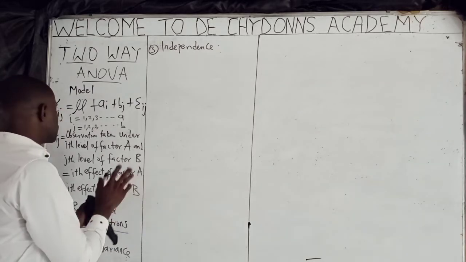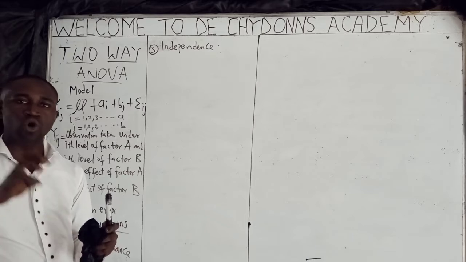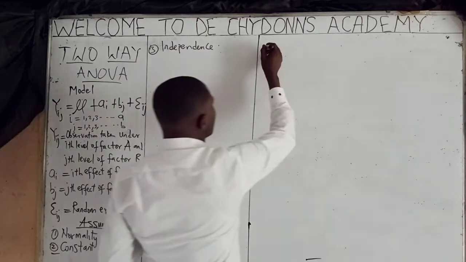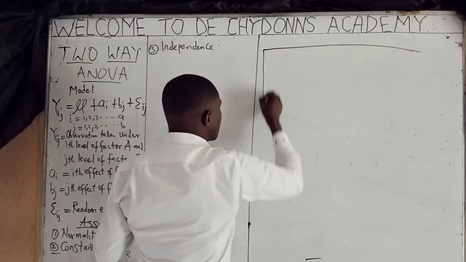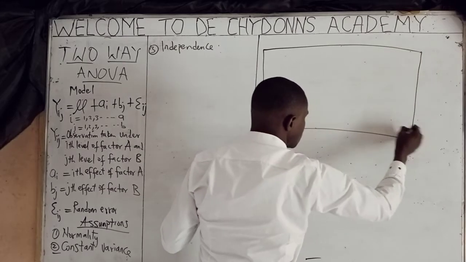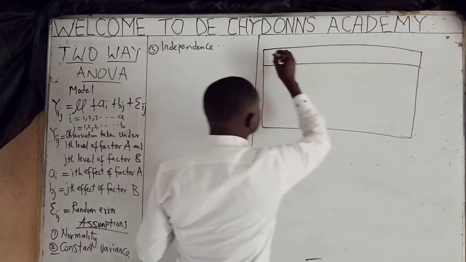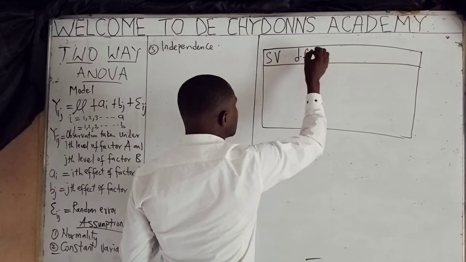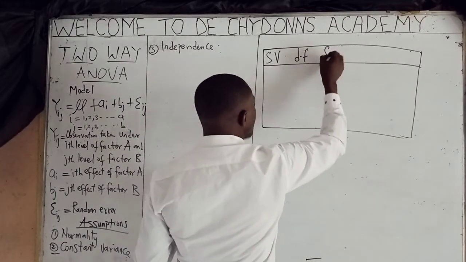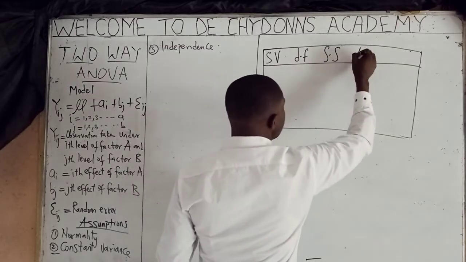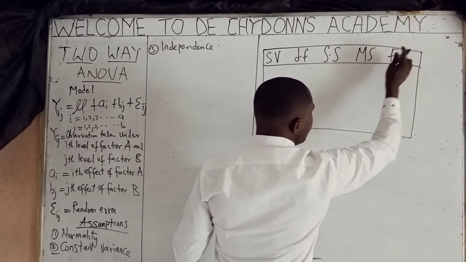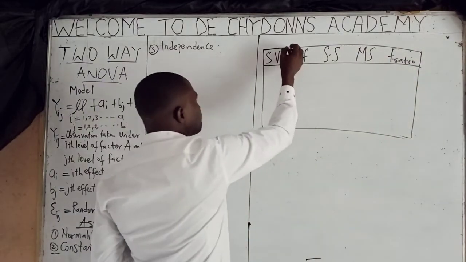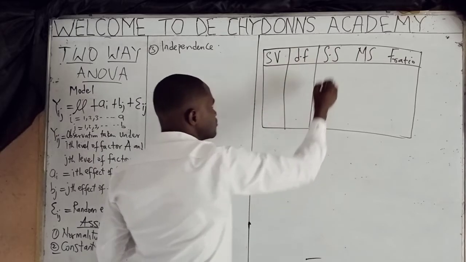Then this two-way ANOVA has a table. It is called the two-way ANOVA table. So what does it contain? It is drawn this way. The first column is called source of variation. The next one is called degrees of freedom. The next one is called sum of squares. The next one is called mean of squares, and the Fisher F ratio. Remember I said this F ratio is named after a scientist called Fisher.